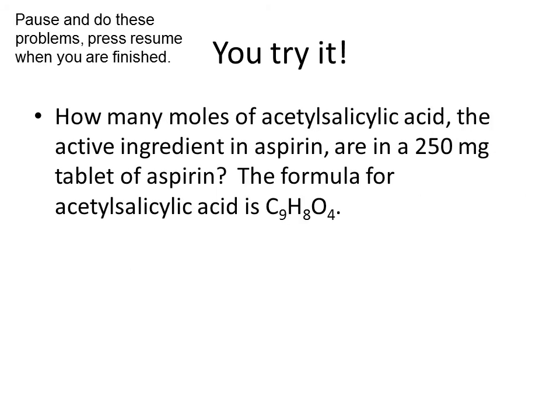Okay, let's try this problem. What I want you to do is try this problem by pausing the lecture and then pressing resume after you finish the problem.